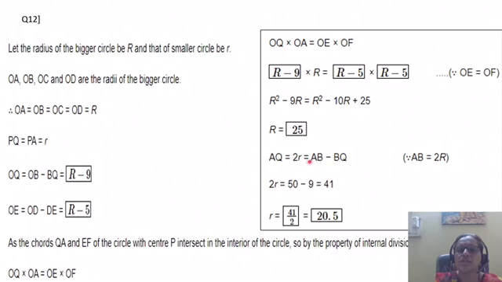AQ is twice small r, that is AB minus BQ, but AB is twice R. So you have 2r as 41. So radius of the smaller circle is 20.5.